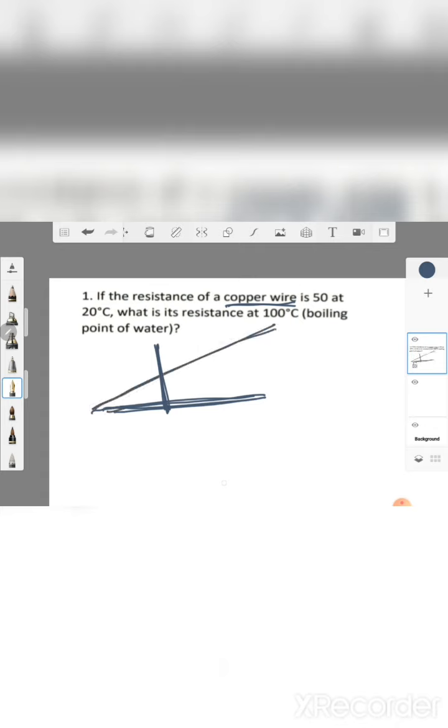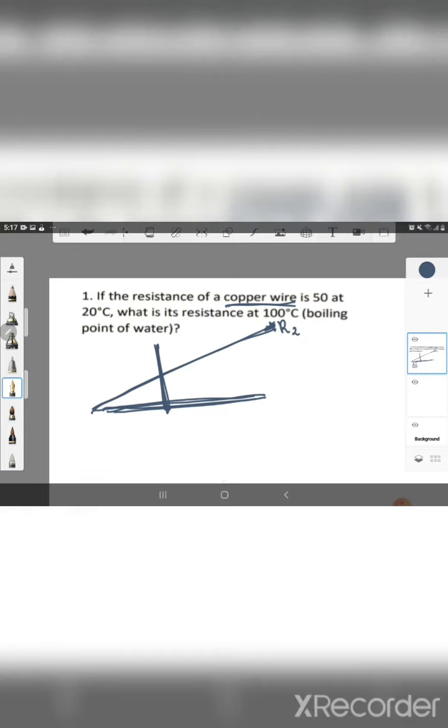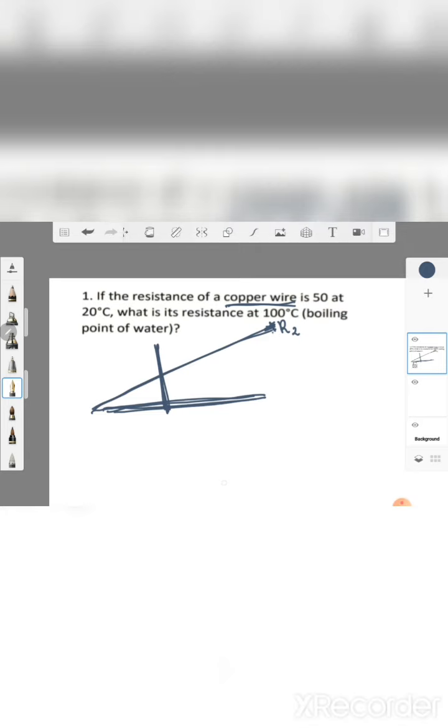So, let's say this is your copper wire, R, R2, and your R1. Okay, so this is your inferred absolute temperature. Take note that we have our absolute temperature, which is equal to negative 270 degrees Celsius.